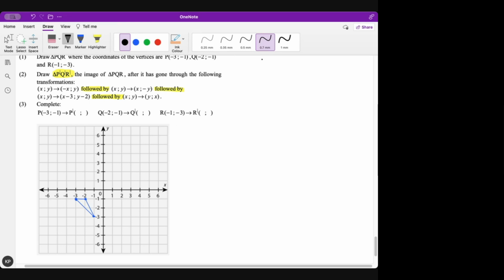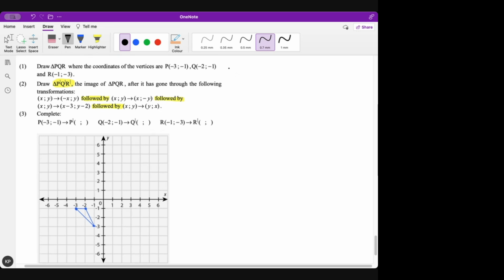I'm going to write it up here because it seems like we're going very far here. Okay. So P is 3, -1, Q is -2, -1, and R is -1 and -3. Let's do the first transformation.